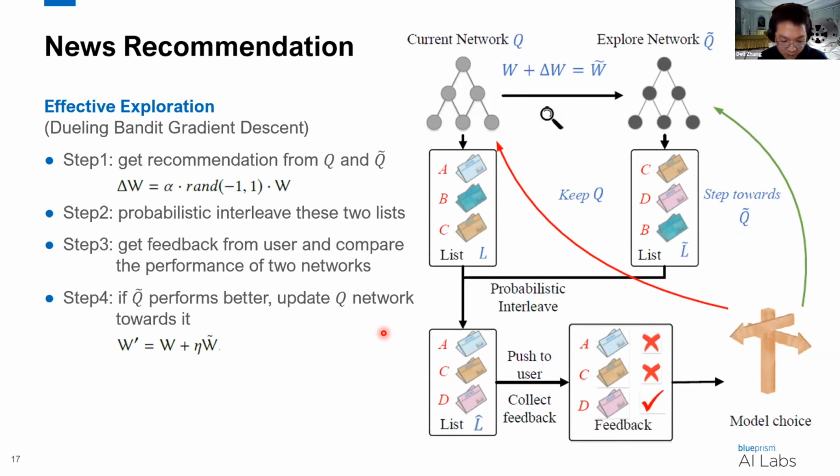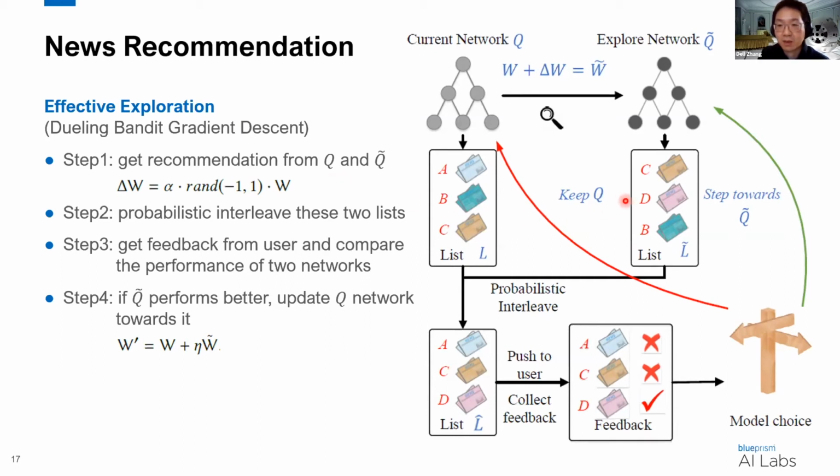So what they do is that they use a so-called explorer network, which is similar to the current DQN network, and they try to make small perturbations to that network so that it would recommend a news item which is in the small neighborhood of the current recommendation. So it is exploration, but not completely random.